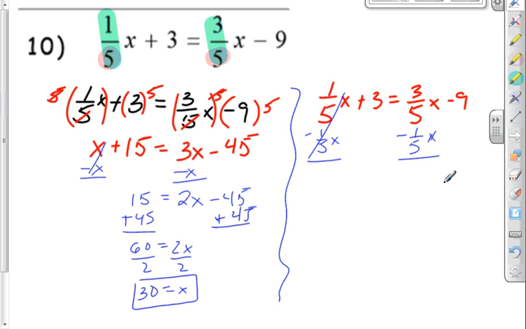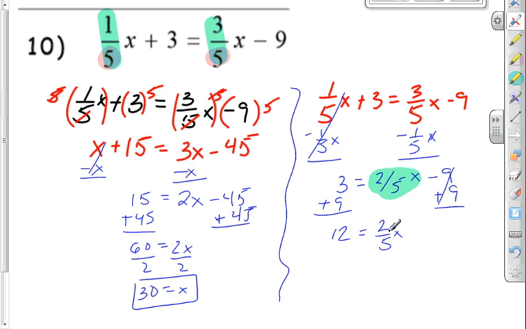So I'm going to subtract 1/5 x from both sides, leaving me with 3 on the left, and 3/5 minus 1/5 would be 2/5 x minus 9 on the right-hand side. So I simply took 1/5 x and subtracted it from both sides, since I knew I had common denominators. Now I'm going to try and isolate this variable term here, it's 2/5 x, by adding 9 to both sides. That would give 12 equals 2/5 of x.